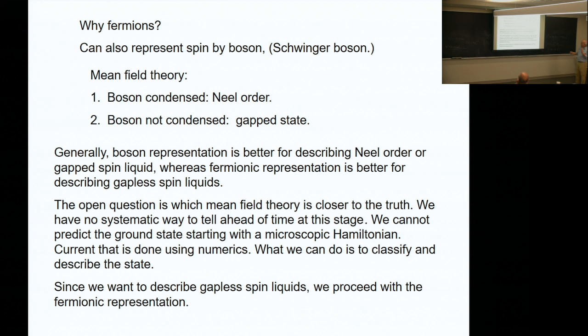So we have no systematic way to tell ahead of time which formulation is better. We cannot predict. Generally, the problem with this whole approach is that we cannot predict the ground state starting with the microscopic model. We don't know how to do that. Right now, the only way we can maybe try to do that is by numerics. But what we can do is to try to classify and describe the state. So our goal is not to be able to predict what kind of ground state emerges, but simply to say what the possibilities are. And given the possibilities, we want to describe the physical properties. So it's a rather more modest goal.